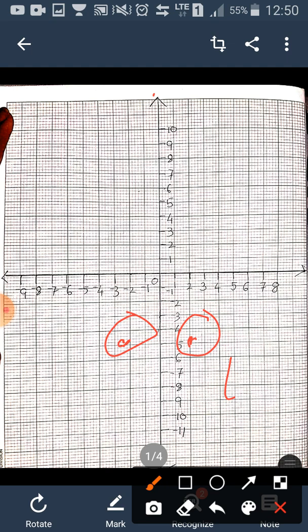If this is 2 comma minus 5, and when it is reflected along the y-axis, the y coordinate won't change, so it will be minus 2 comma minus 5. Understood? As you can see, the x coordinate is minus 2 and the y coordinate is minus 5. So the x coordinate changes.